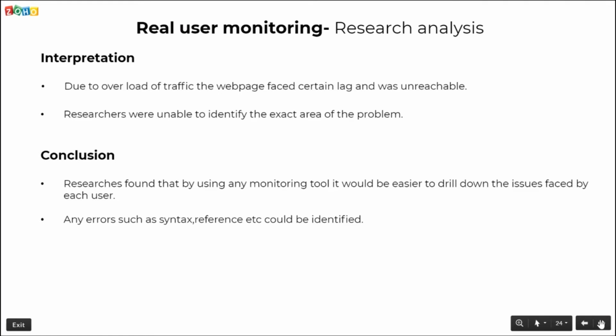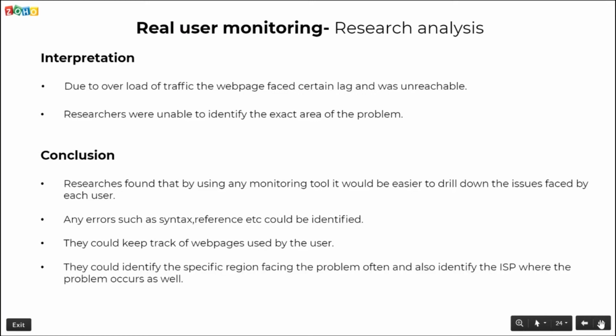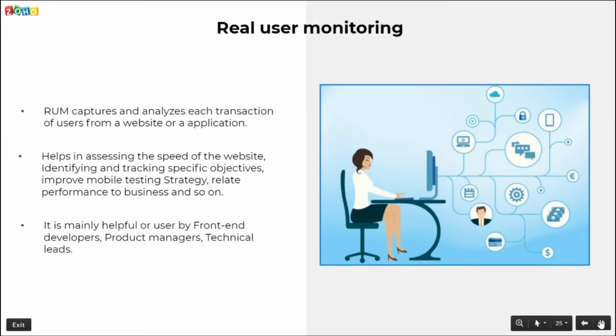They can track each and every web page used by the user. They will also be able to find if a specific region is facing a problem. Also, browser and device type can be checked. So the main function of real user monitoring in Applications Manager is that we can capture and analyze the data during transactions of the user from an application. We'll also be able to help in checking the speed of the website, identifying and tracking the specific objectives.